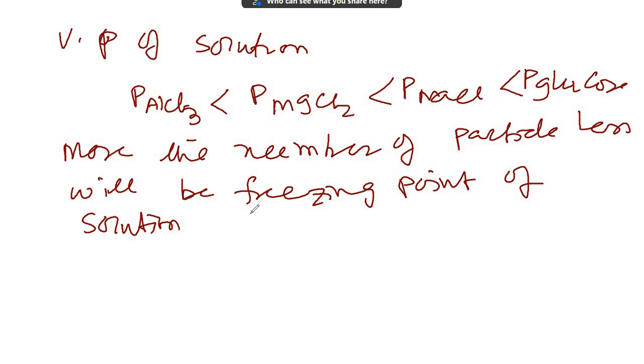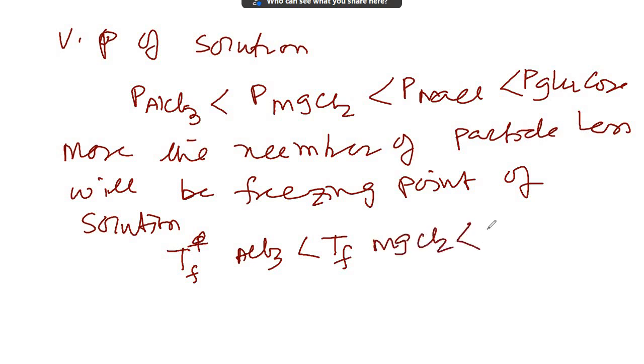Hence the freezing point of the solution will be in the order: TF of AlCl3 is less than TF of MgCl2, which is less than TF of NaCl, which is less than TF of glucose.